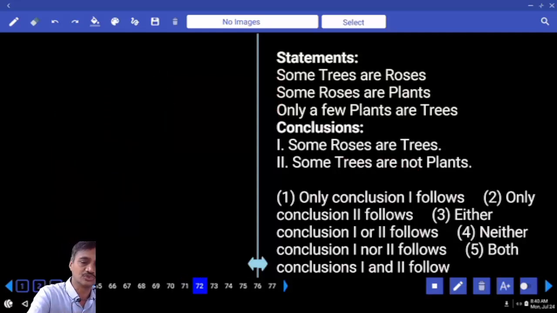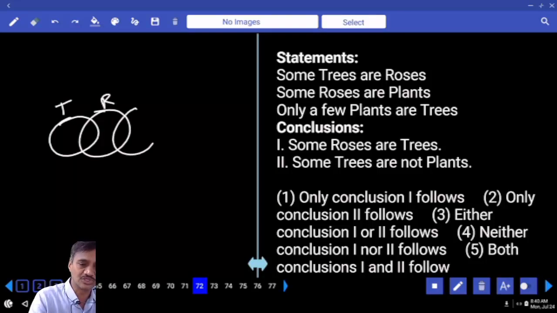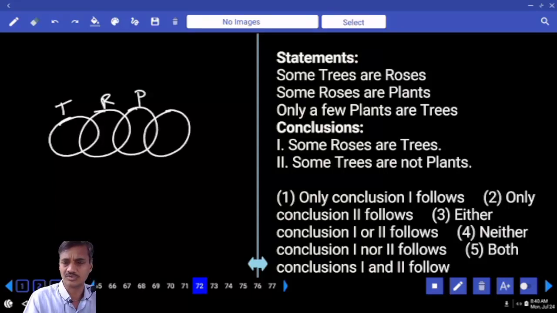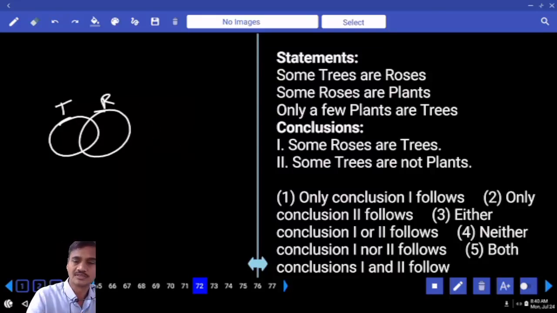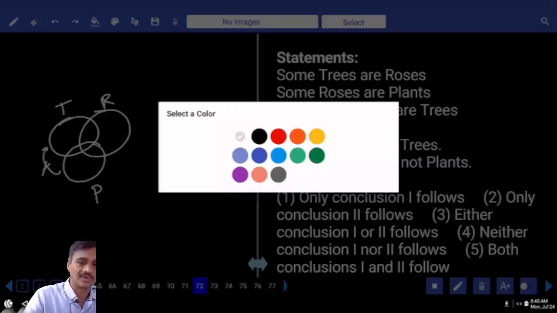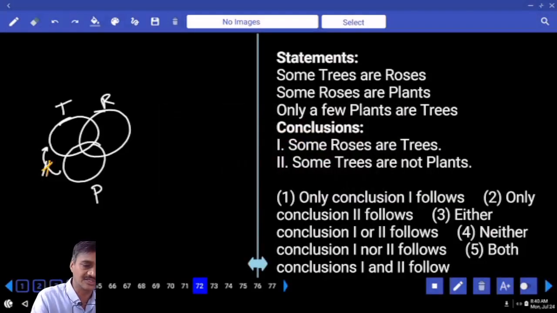Then coming to 72, some trees are roses. Now some trees are roses, and some roses are plants. Only a few plants are trees. Some trees are roses, and at the same time some roses are plants, and at the same time, only a few plants are trees. Only some plants are trees, but not all. Then all plants cannot be trees.